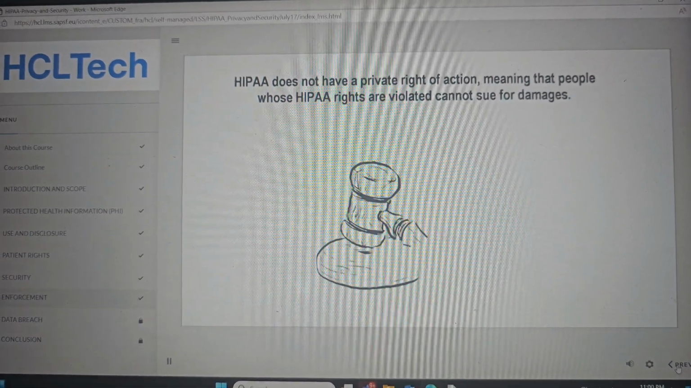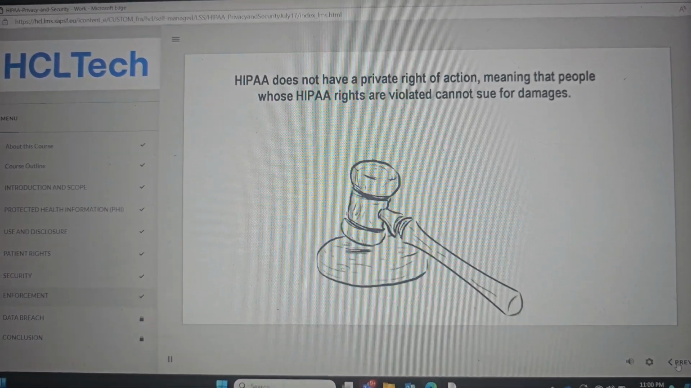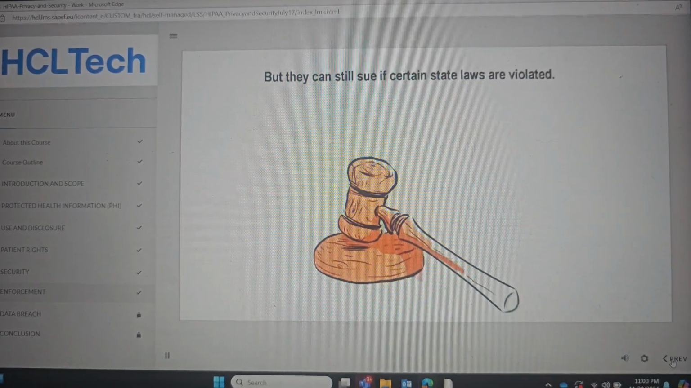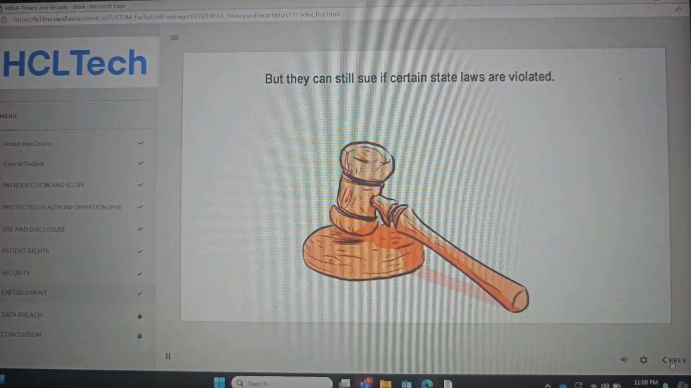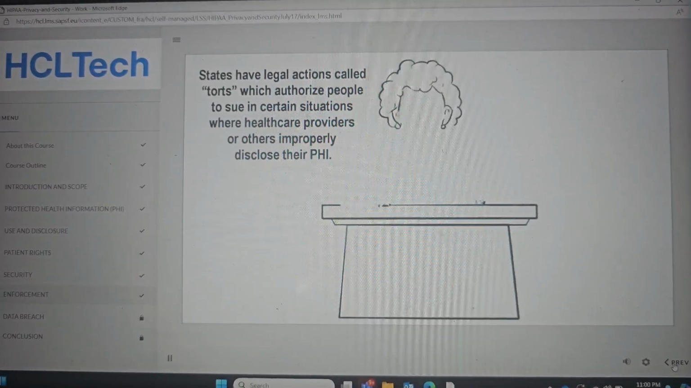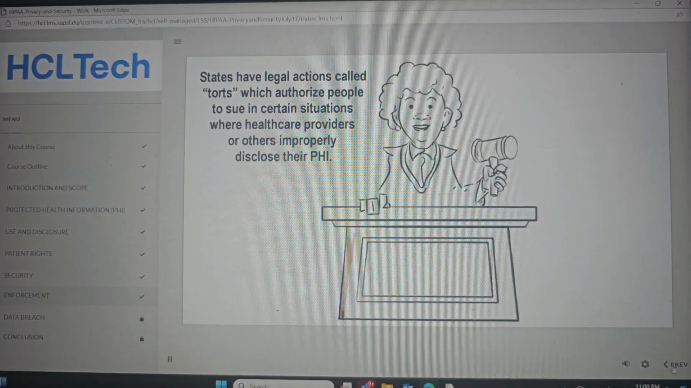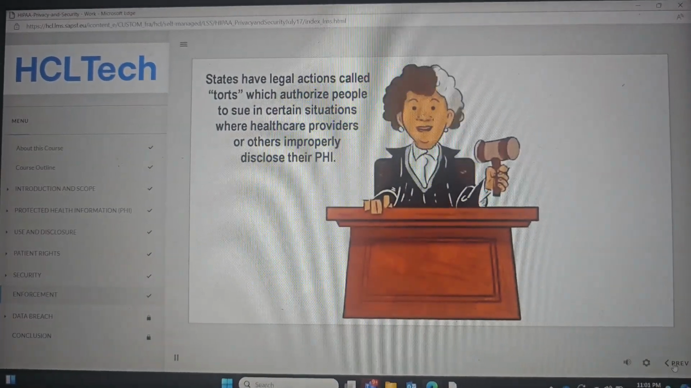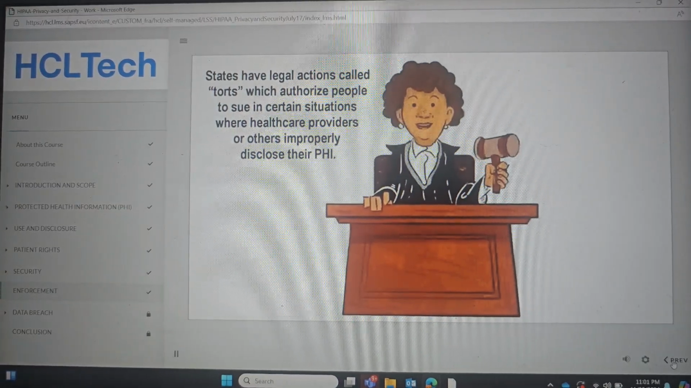HIPAA does not have a private right of action, meaning that people whose HIPAA rights are violated cannot sue for damages, but they can still sue if certain state laws are violated. States have legal actions called torts, which authorize people to sue in certain situations where healthcare providers or others improperly disclose their PHI.